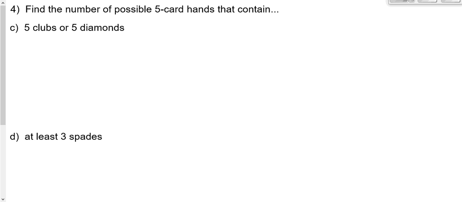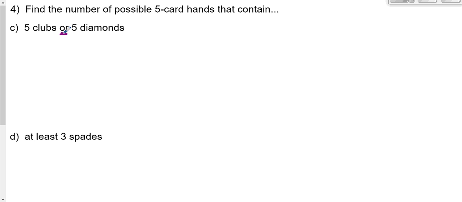Find the number of possible 5-card hands that contain 5 clubs or 5 diamonds. Do you remember from the day we did the counting, when we have or, we just add. We don't multiply, we add. Like if you wear a t-shirt or a sweatshirt, you're not going to be multiplying those together. You're just going to add the number of ways to choose a t-shirt to the number of ways to choose a sweatshirt. So how many ways could we get 5 clubs?